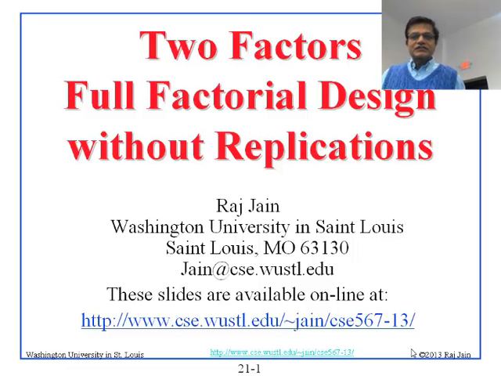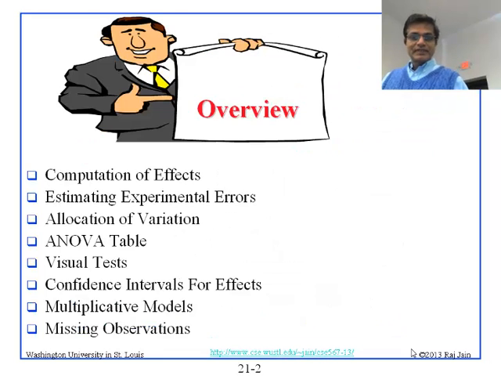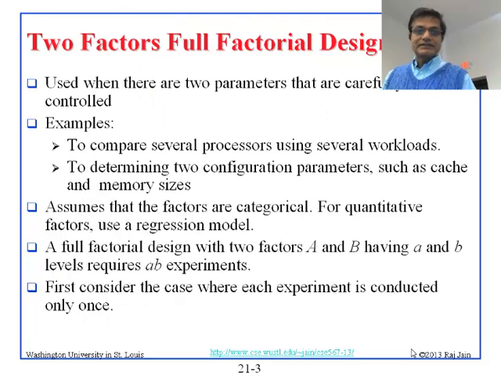So, 2 factors, full factorial design without replication. Obviously there is a chapter with replication coming up. The outline is basically the same as before: how to compute the effects, how to find the errors, how to do the ANOVA table, visual test, confidence intervals, and here we are going to use multiplicative models and missing observations. Those are the 2 complications.